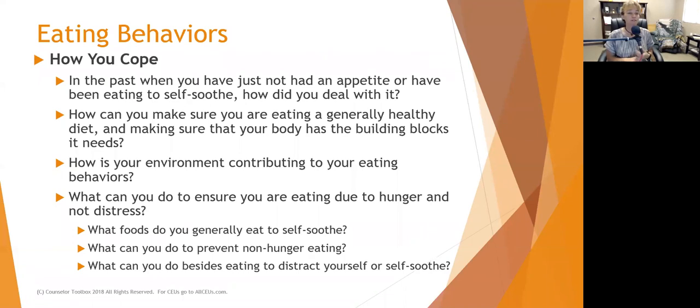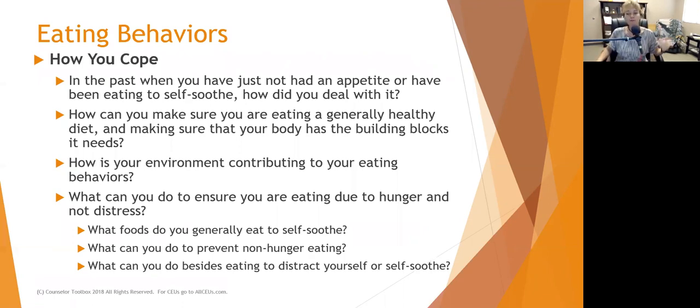What can you do to prevent non-hunger eating? For some people, that could be keeping a food log and forcing themselves to write in a food log before they eat. I know that works for me because I'm too lazy. When I think about having to go in there and put everything in the food log, I'm like, I don't want to eat that bad. Never mind, I'll go do something else.